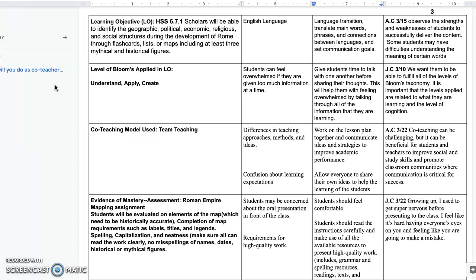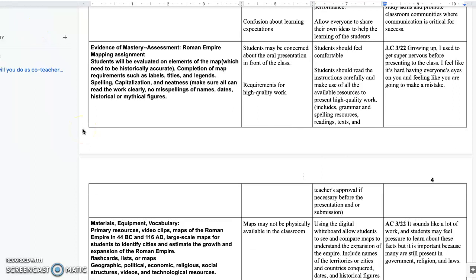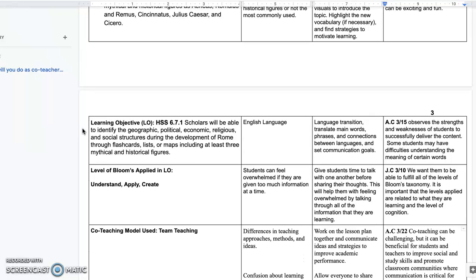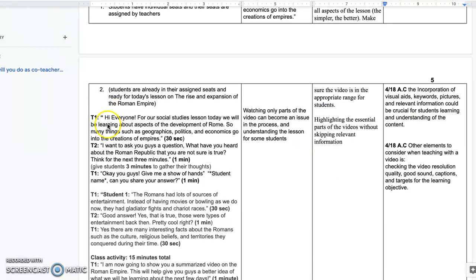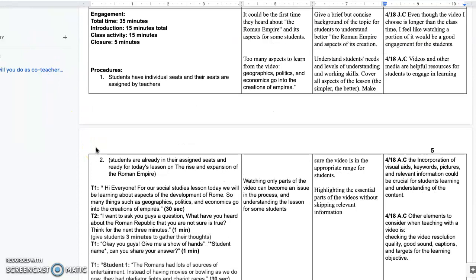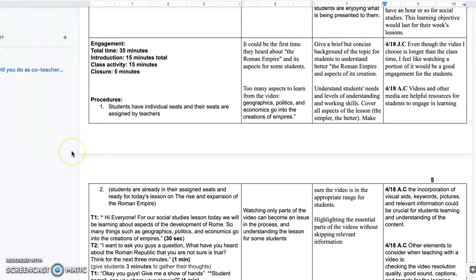So overall, throughout our lesson, we had the students introduced to the topic. The main outcome was for them to obtain enough information to create a map. This map would have requirements such as labels, titles, and legends. So they would have to add anything that they learned into the map to show how they really process the information. So my favorite part was the engagement.